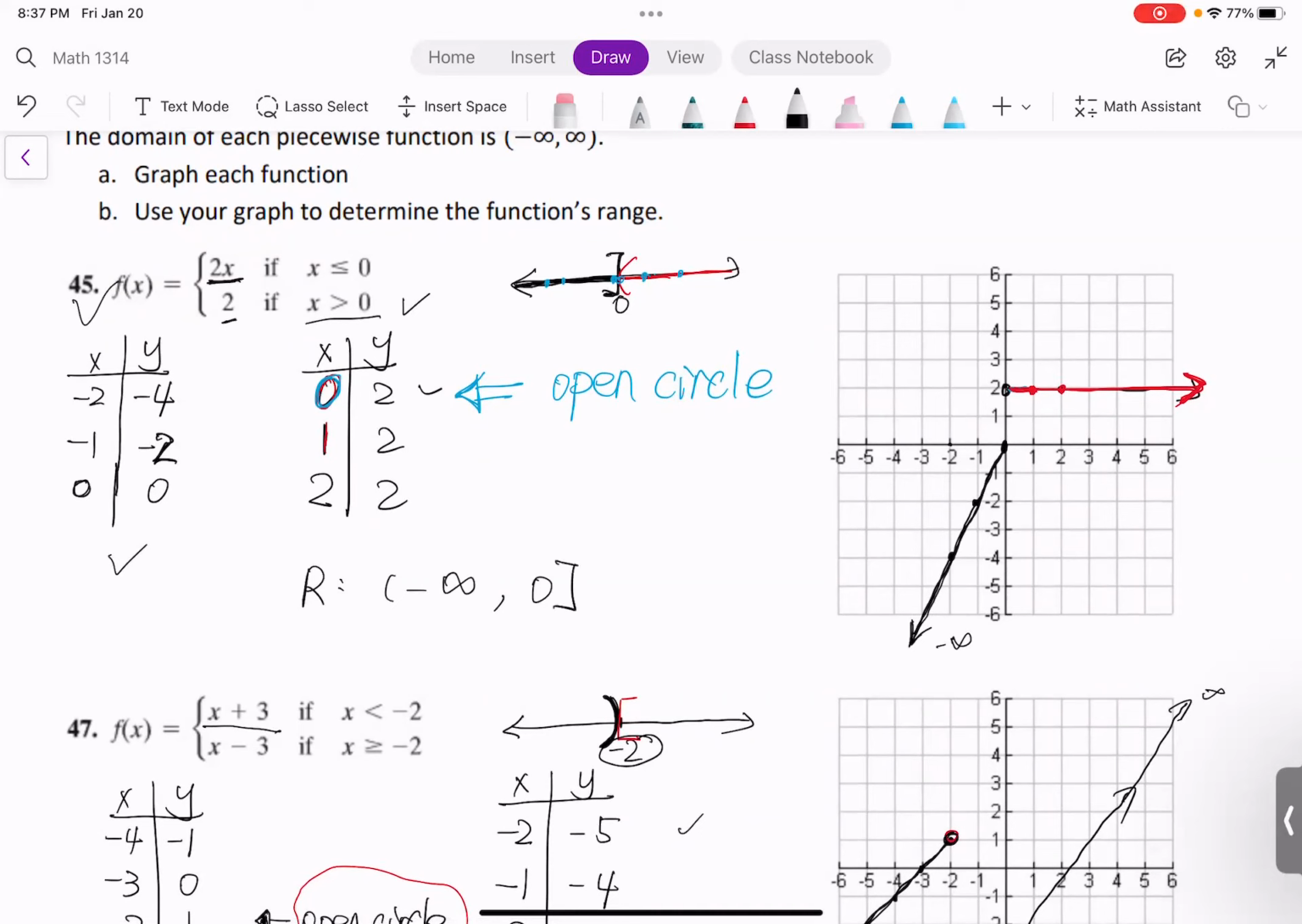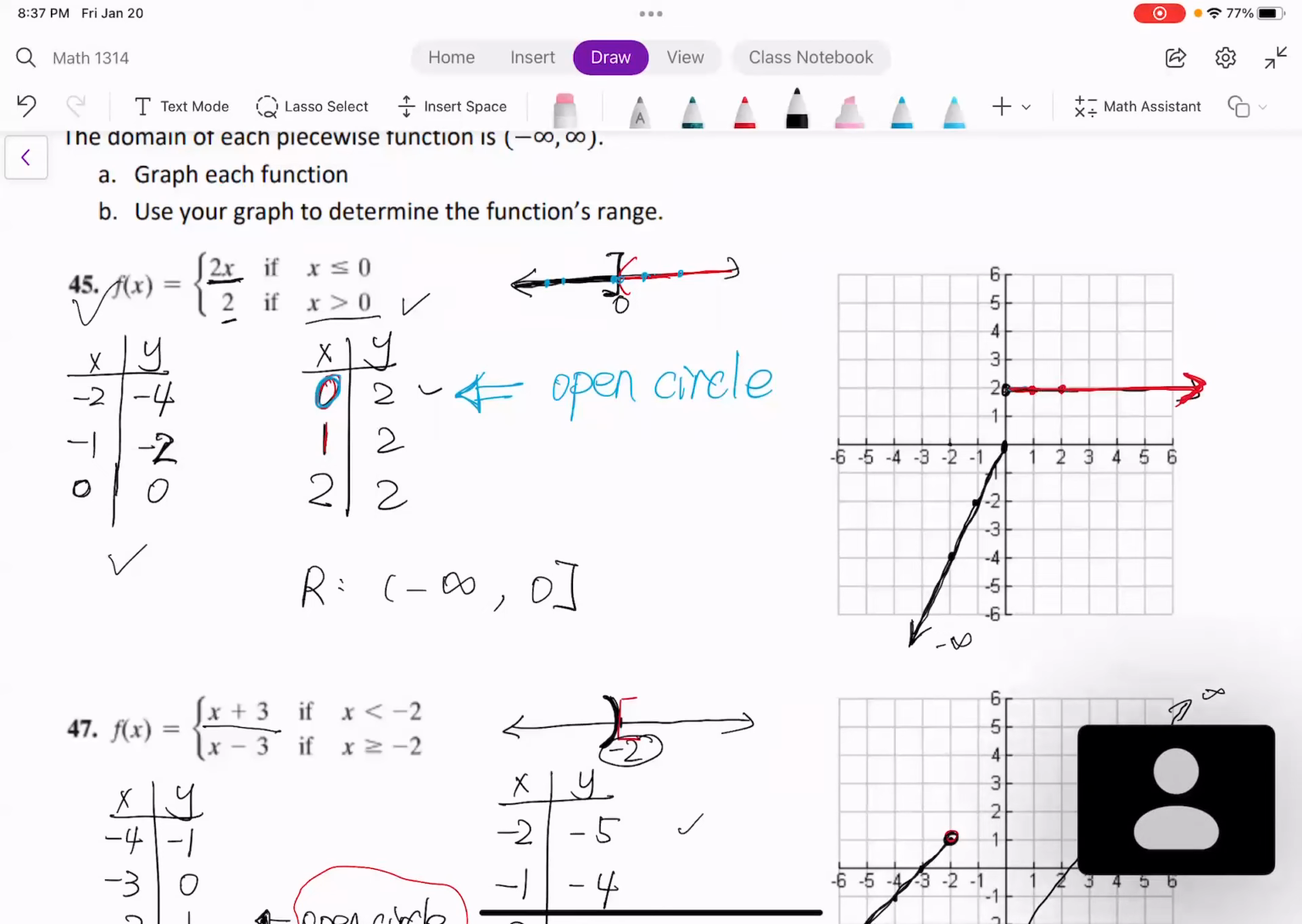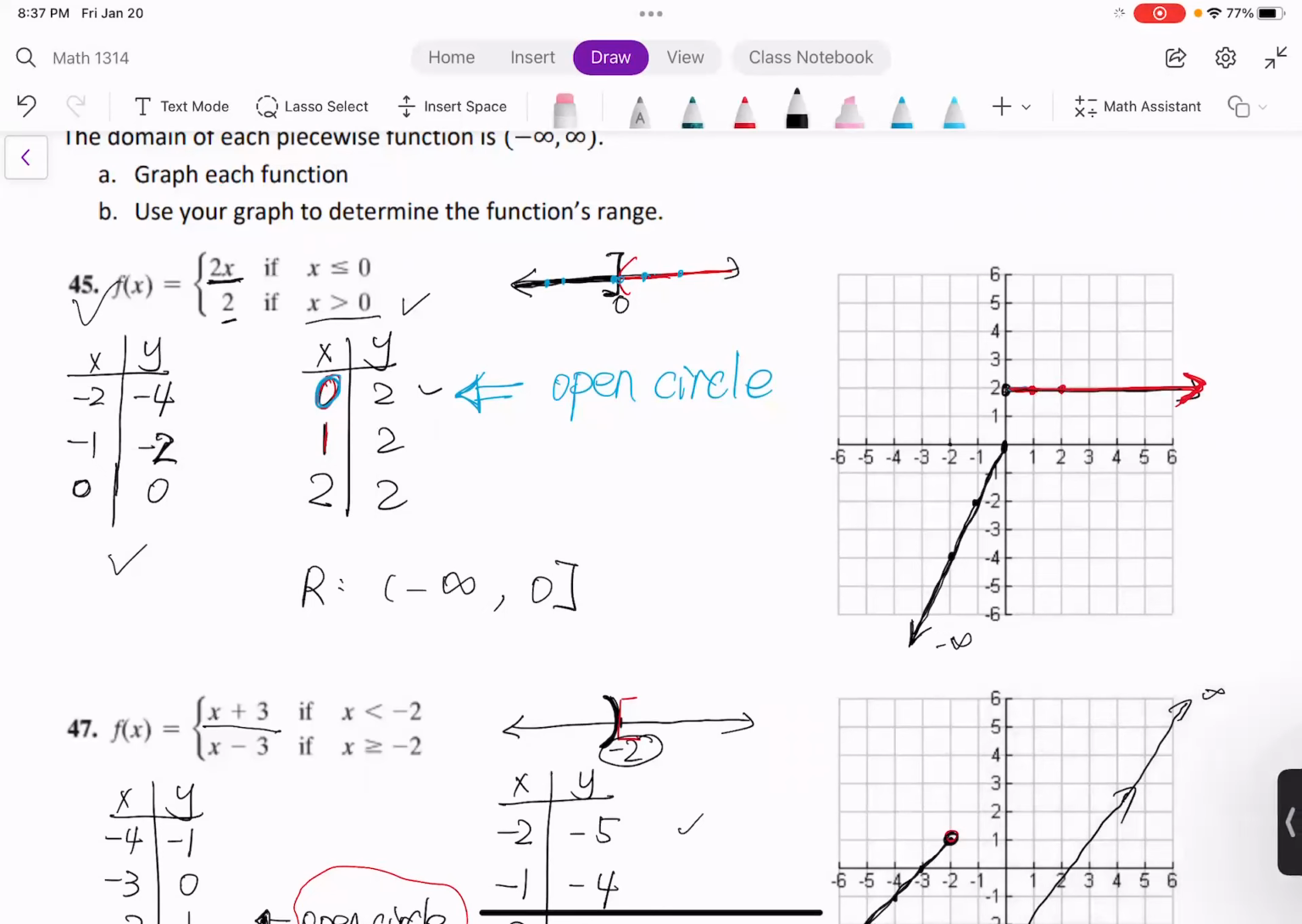So we use brackets. And how about the y's value of this horizontal line? This horizontal line only has one y's value, which is 2. So union 2, because 2 is not an interval, it's one element. We use a set.